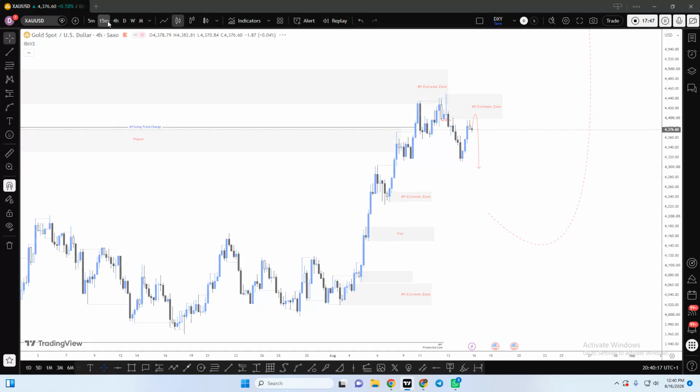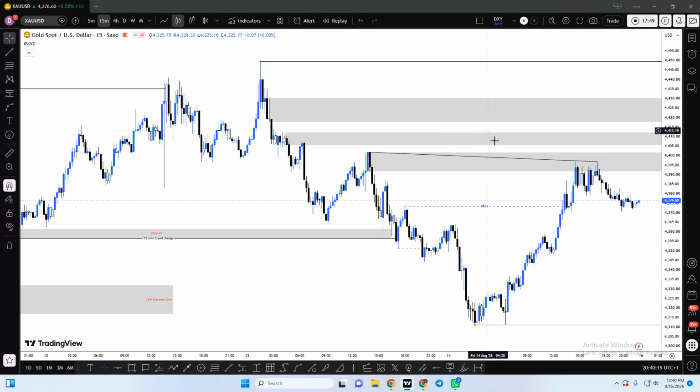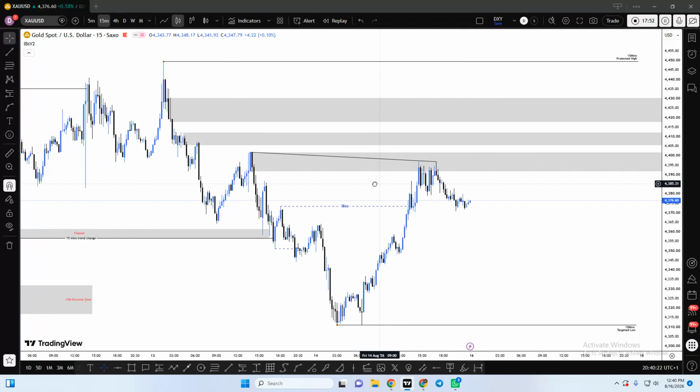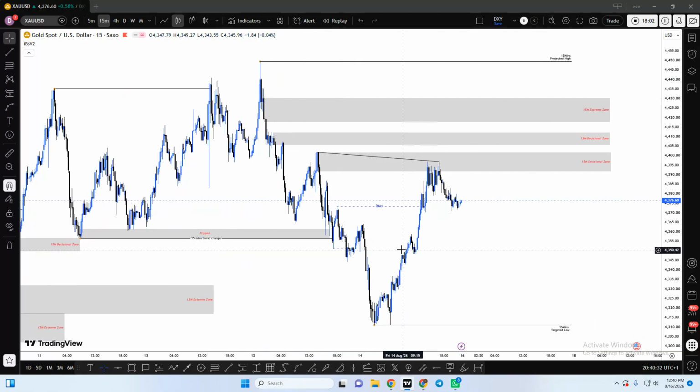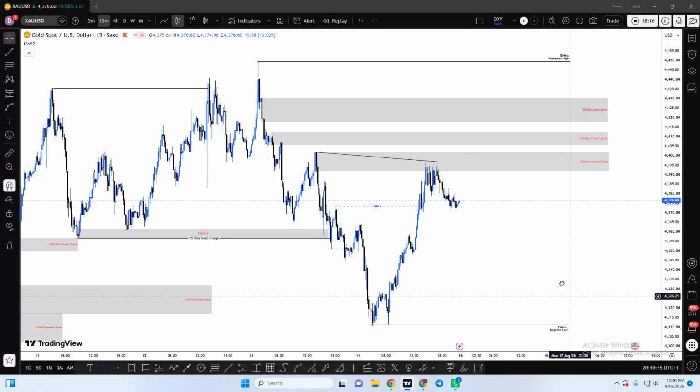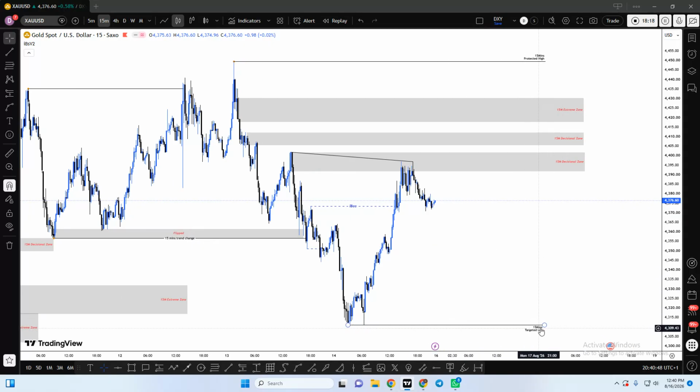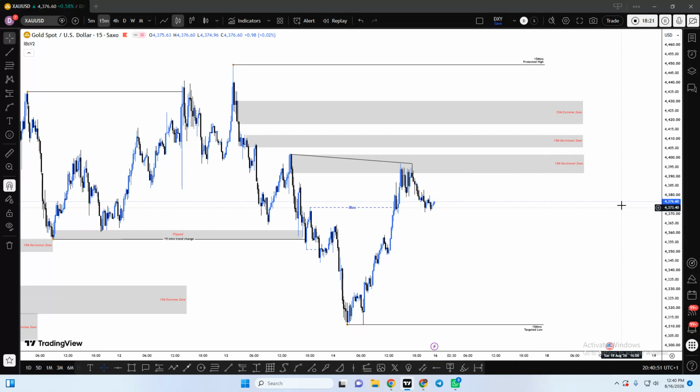Okay, so if we go to 15 minutes, you can see this is where the 15-minute swing structure changed from bullish to bearish. And as you can see, these are just some of the levels that I'm looking to sell gold from. All right, any one of these should be sufficient for me to sell gold, targeting what? Targeting these 15 minutes low. I think that's it.